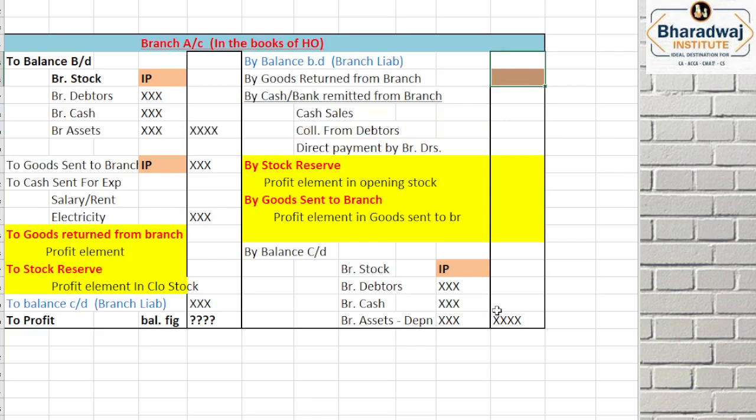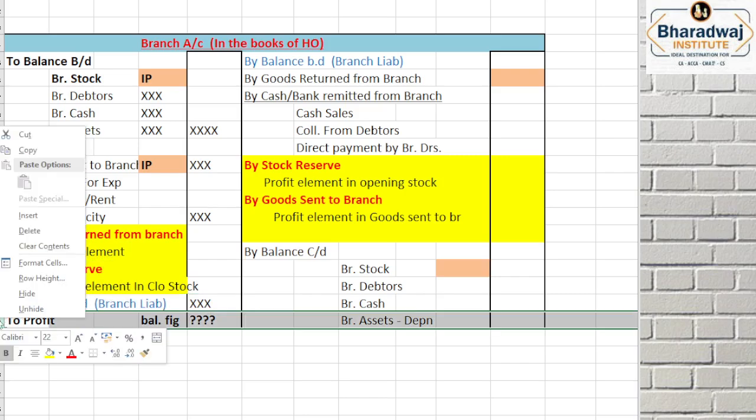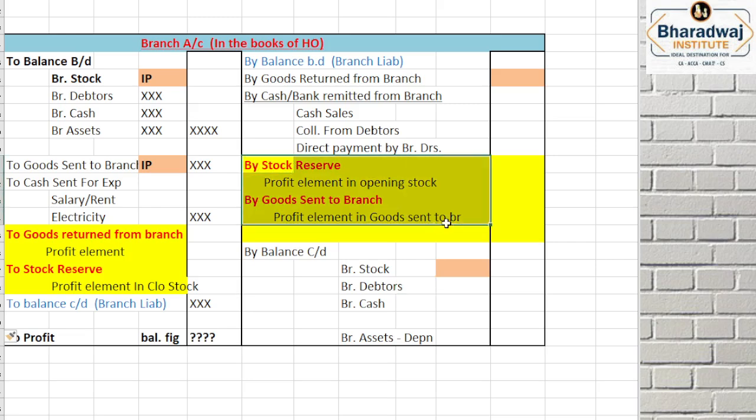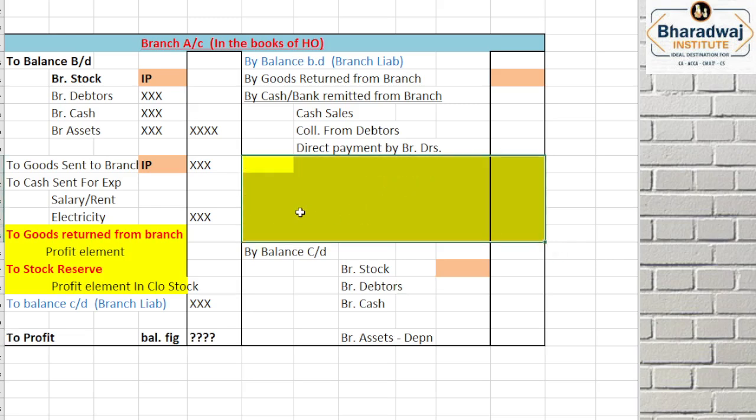Here goods are sent at invoice price like that. Is there anything given? No. So when goods are not sent at invoice price, there is no need of the loading removal. The stock reserve component will not be required.